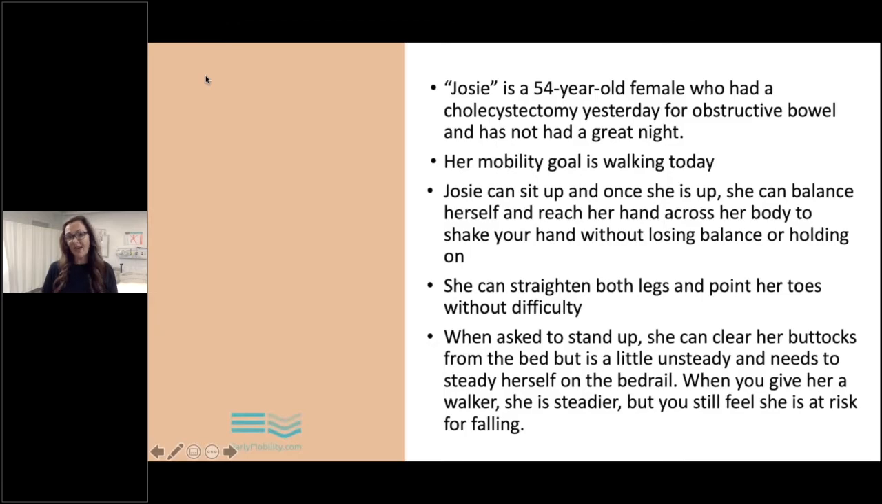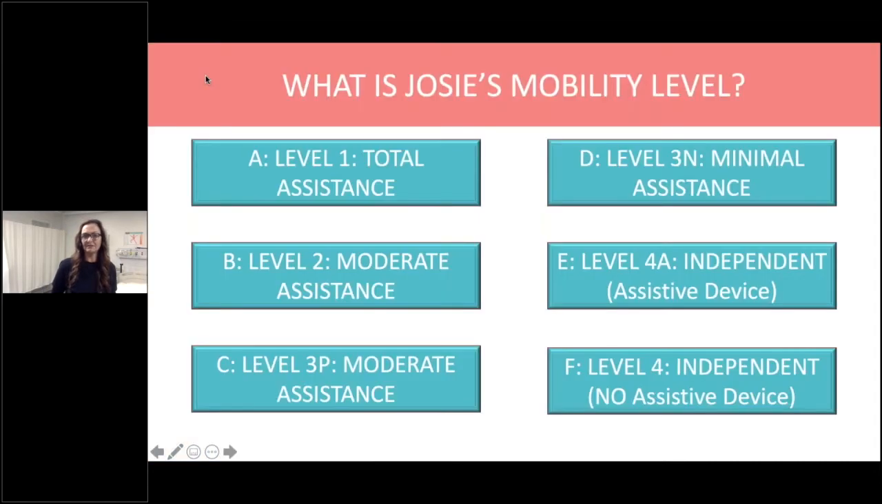She can stand without swaying or faltering for 5 seconds, but you feel she's at risk for falling when she tries to walk. When she tries to march and step forward and back, she's still a little unsteady, even though she could stand for 5 seconds using the walker without swaying or faltering. What is Josie's mobility level?